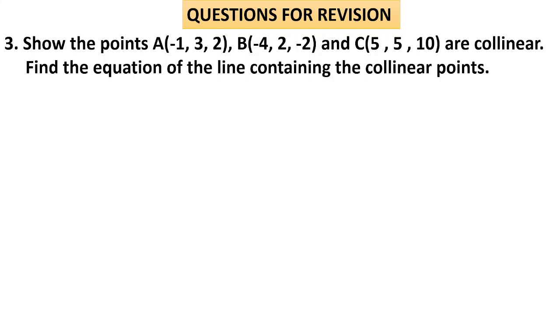Here you have been asked to show that 3 given points are collinear. We have used several methods to get the collinearity, but when they are collinear, they lie on a line. Here we are going to find the equation of the line also. Show that the points A, B, C are collinear and find the equation of the line containing the collinear points. Here we will use the direction ratios idea, then the parallel nature idea, then we will go for the equation of the line.